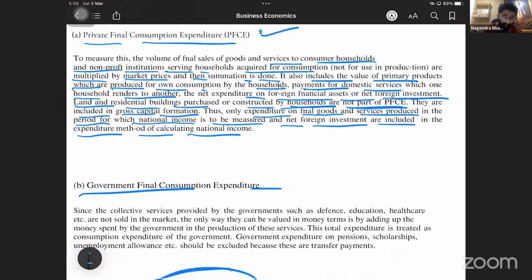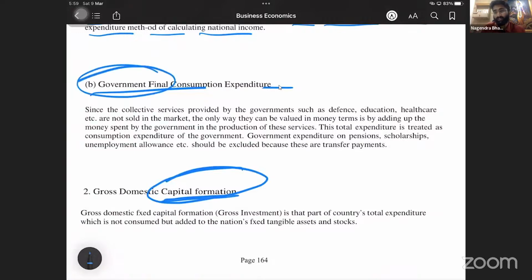Same way, there is something called government final consumption expenditure. Sometimes government will also purchase some goods and services. Since the collective services provided by the government, such as defense, education, healthcare, etc., are not sold in the market. See, government is giving healthcare services in government hospitals. Government is giving education in government schools. They are not sold in the market. It is given free. So how do we calculate the value of these services?